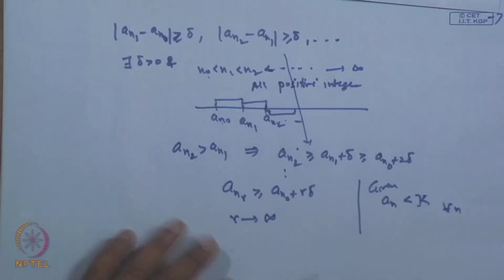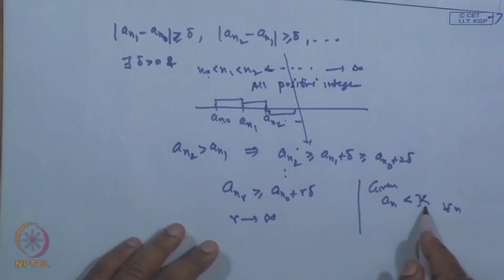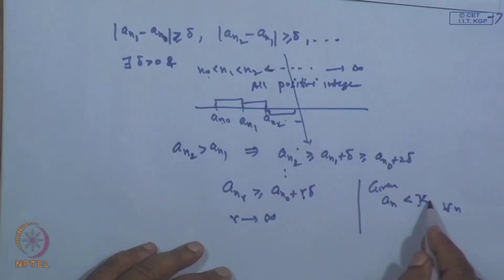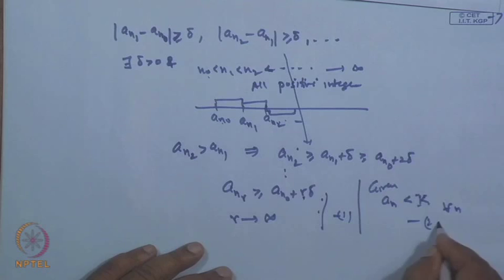Suppose I take k, then a_n_r will definitely exceed k, because the term r is going to infinity. So this value can be as large as we can imagine. So this will be all violated. So condition 1 and condition 2 are contradictory.